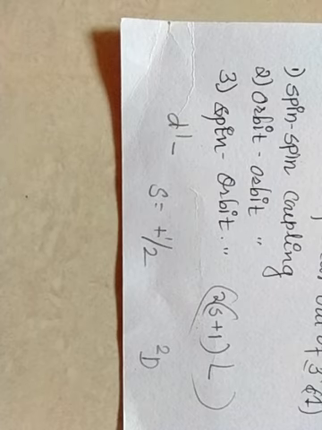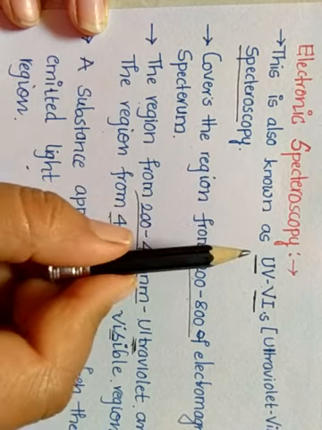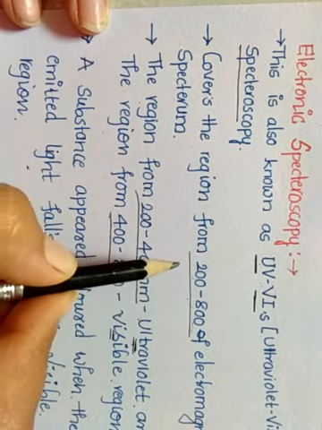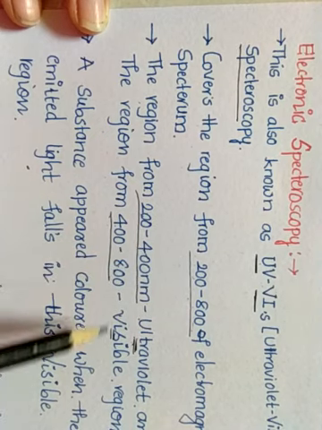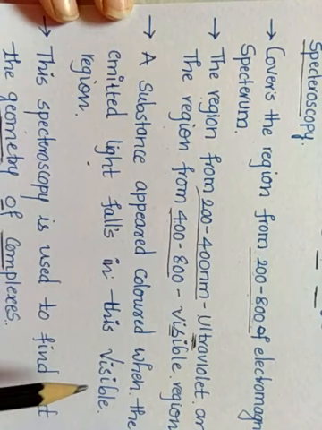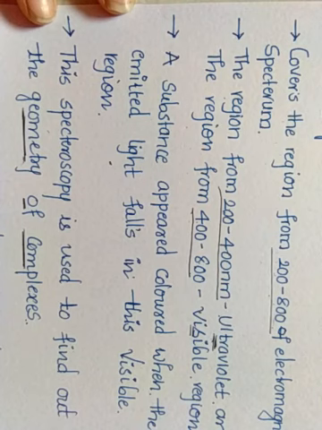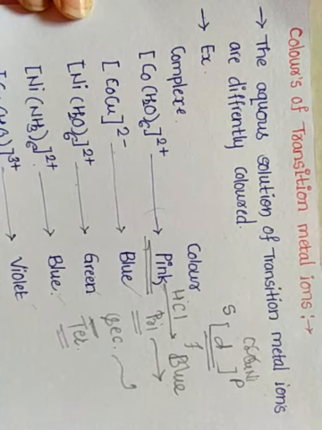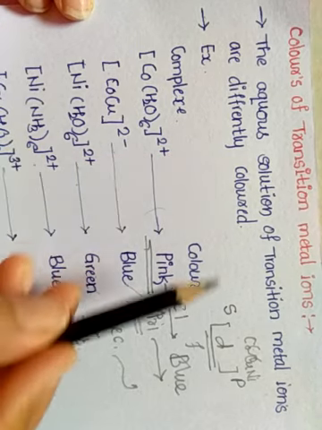Let me revise once again what we have studied today. First we studied electronic spectroscopy. This spectroscopy is also known as the ultraviolet-visible region, from 200 to 800 nm, in that 200 to 400 is ultraviolet and 400 to 800 is visible. A substance appears colored when light is emitted in the visible region, and again it can define the geometry of the complexes. Then the color of the transition metal ions.